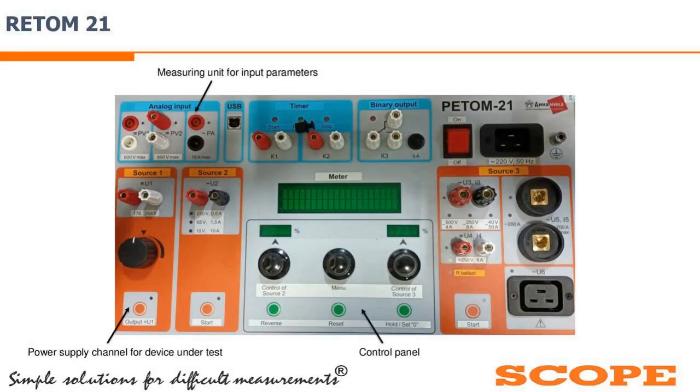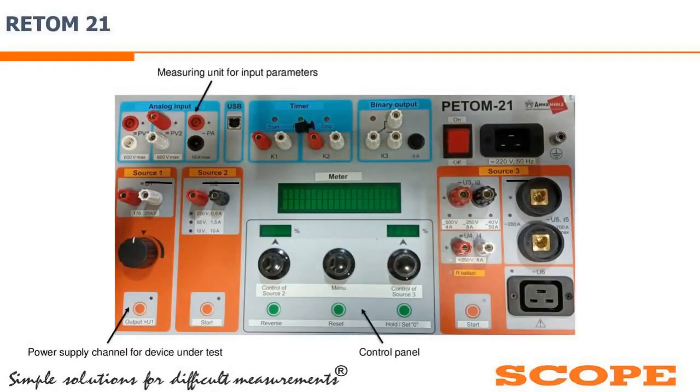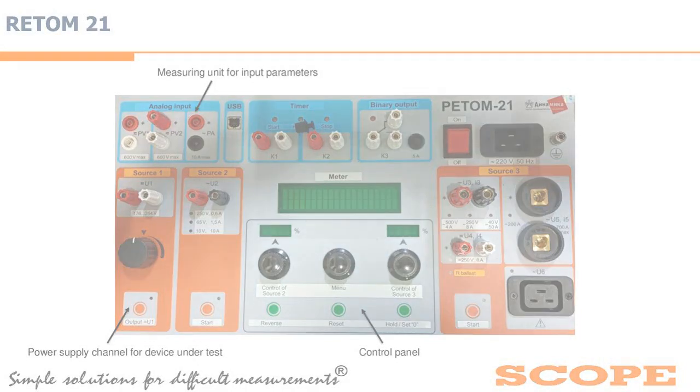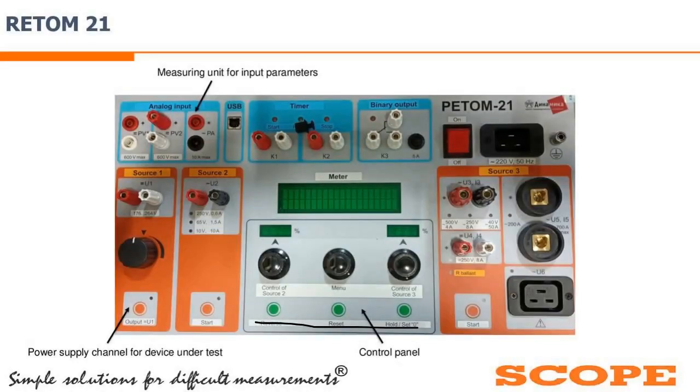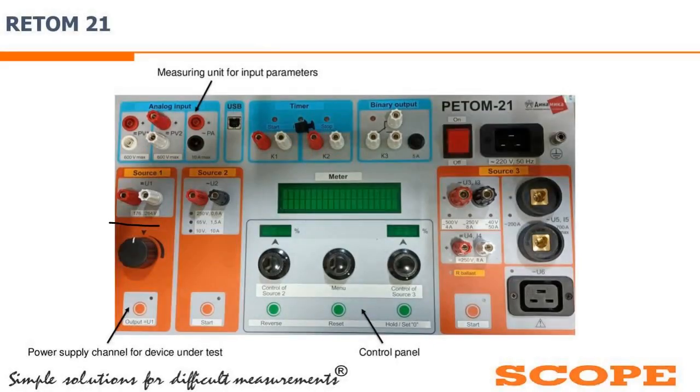Here at the bottom side you can see power supply channels for device under test. Various sources we have given, that is source 1, source 2, source 3 with various outputs, 6 outputs we have given. After that, this is a control panel. With the help of various knobs, we can increase or decrease the voltage accordingly as per the test. And these voltage sources we need to select as per the test requirement.